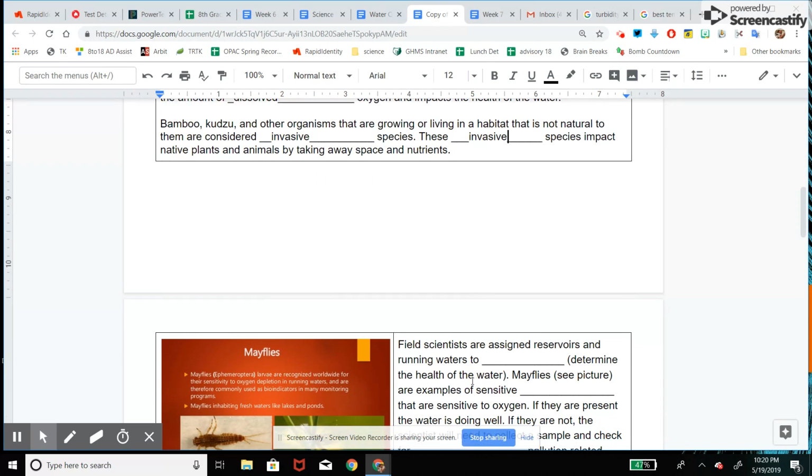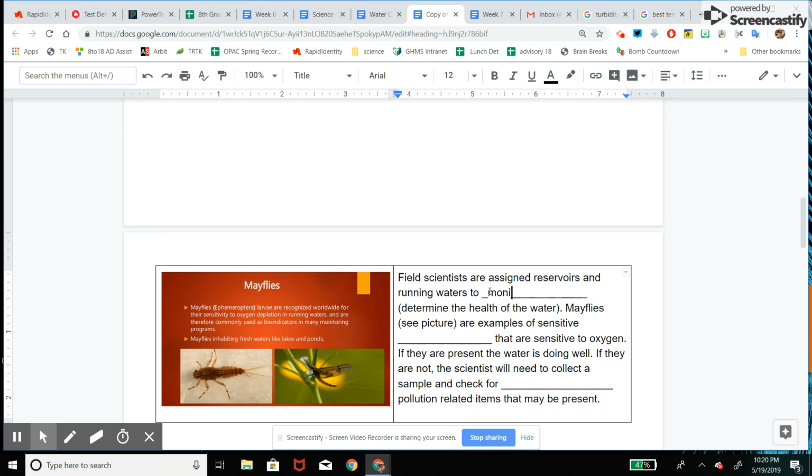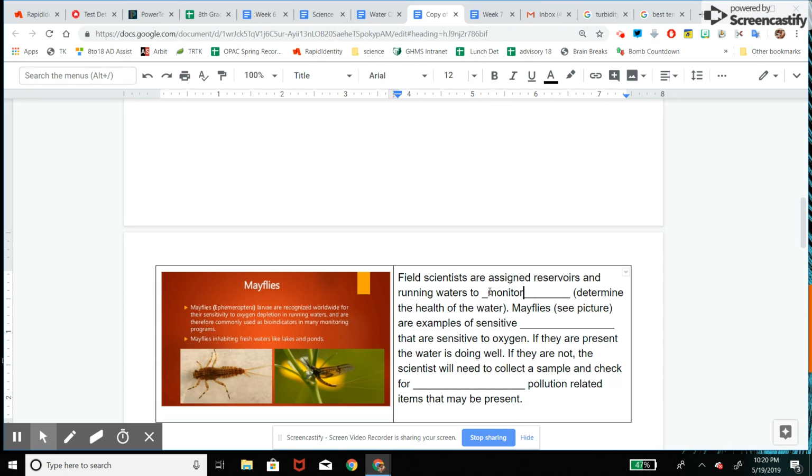Okay. Now, scientists are sometimes assigned to reservoirs, which we learned last Friday are anything that holds water, or running waters, to monitor. That's how you determine the health of something. Some people monitor their diabetes or calorie intake, whatever. But if you monitor the water, it's very expensive to do all kinds of testing on water all the time.